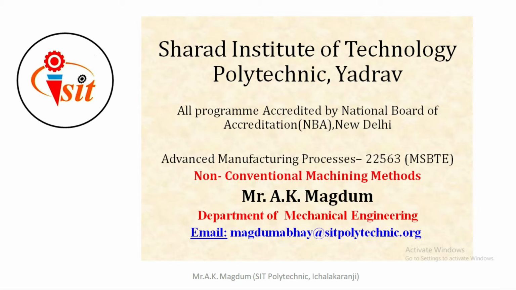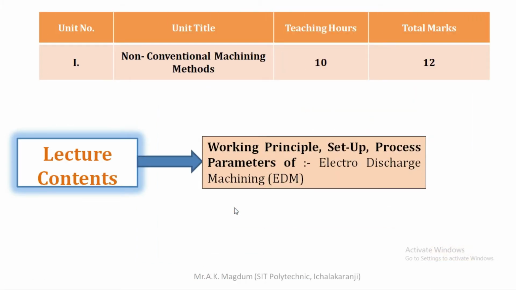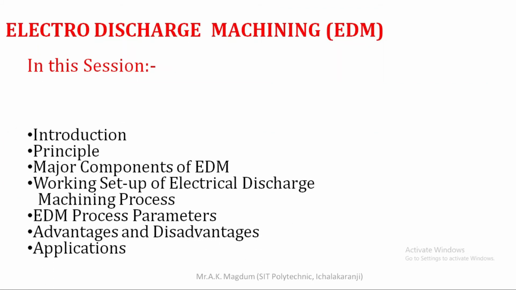Today, in this session, we discuss Unit 1 of Advanced Manufacturing Processes, Non-Conventional Machining Methods. In that chapter, various machining methods are included. First of all, in today's session, we discuss the contents related to the EDM machine, like the working principle, setup, and process parameters of the EDM machine. We discuss one by one in this session.